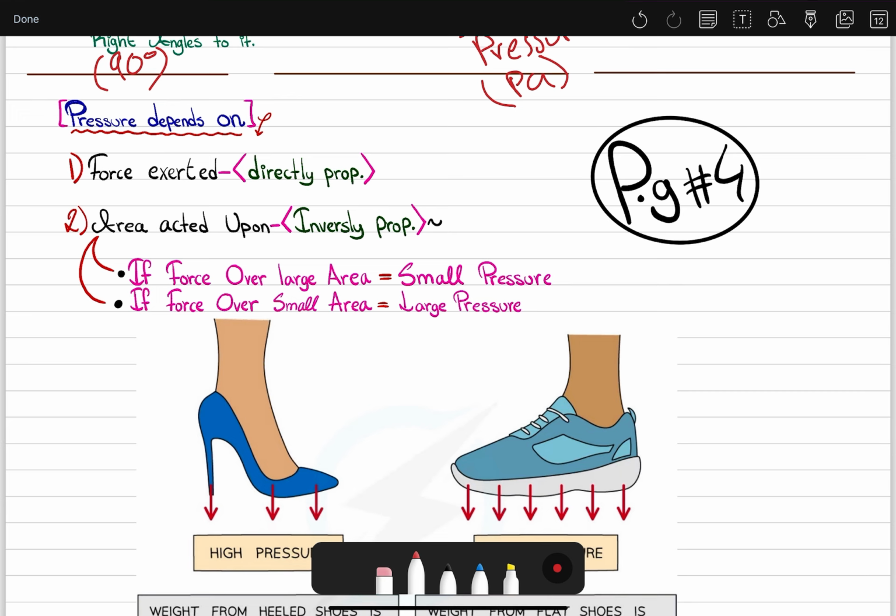Force is directly proportional. The more force you apply, of course, the more pressure. You can just go next to a wall and try pushing on the wall. The more force you apply, the more pressure you're going to feel. Area acted upon is inversely proportional. If the force is over a large area, the pressure can spread evenly along that large area, so there's small pressure. If the force is over a small area, as if a needle is pinching you, you're going to feel a lot of pain because the force is all concentrated at one single point.